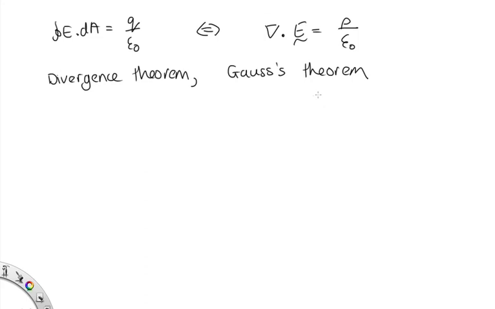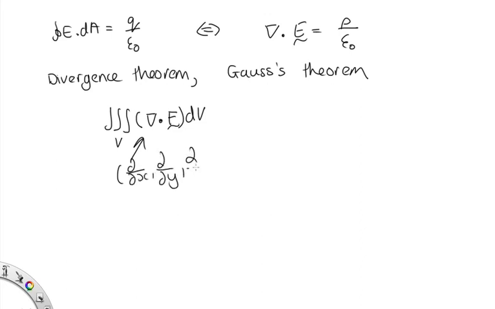So you'll probably do this in second or third year maths, but just to show you why these two are the same. What Gauss's theorem says is that if we take the volume integral of the divergence inside a surface, so this is the divergence, this is our field, and that's the volume integral dV, and this is our vector operator d dx, d dy, d dz. This is equal to the surface integral E dot n dS.